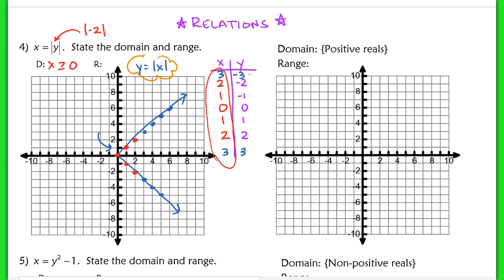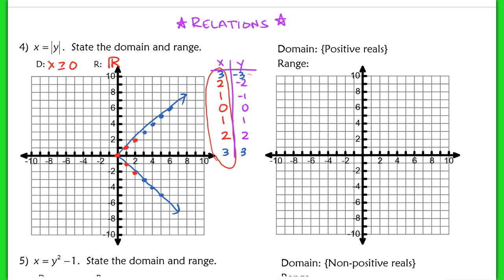Now for the range, this time there is no low point and no high point on your graph. This continues to negative infinity and this continues to positive infinity. So for the range of this particular relation, it would be all reals. All right, so let me clean this up a little bit, and then we can move on now to the next graph.